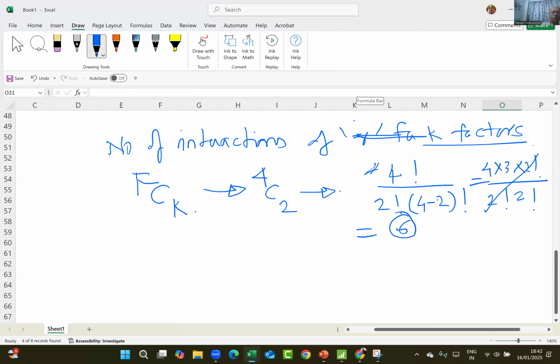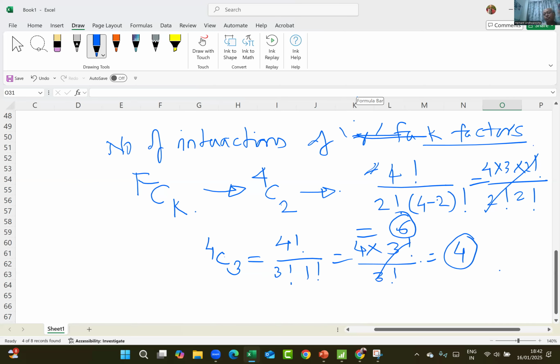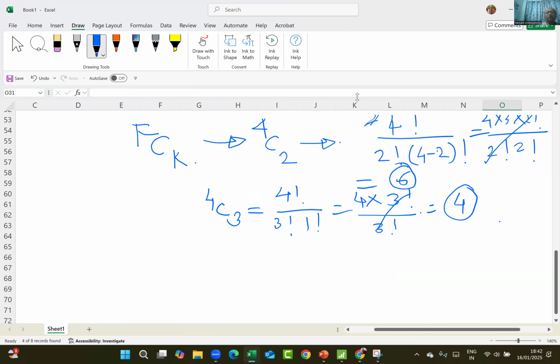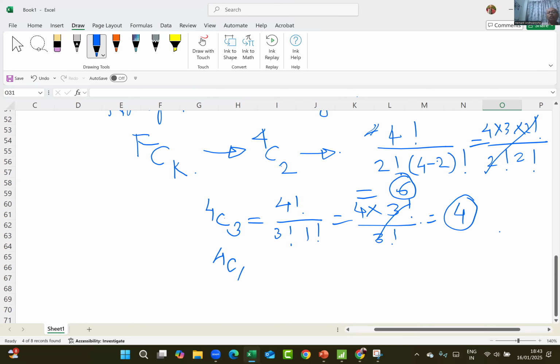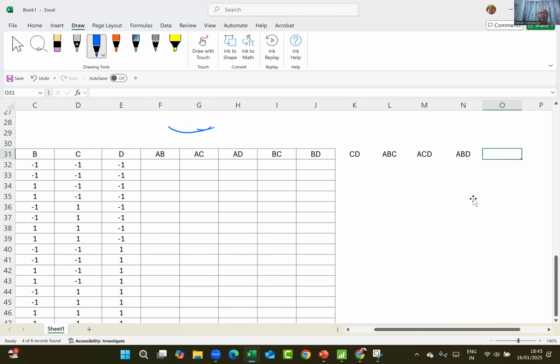You could also see how many 3-factor interactions will be there, 4C3, and that is equal to factorial 4 upon factorial 3 into factorial 1. So this is 4 into factorial 3 divided by factorial 3. So I think that will be 4 interactions. And obviously, if you take all 4 at a time, it will be 4C4, and that will be 1, because this is factorial 4 upon factorial 4 into factorial 0. Factorial 0 is 1, so this is 1. So this is the way you can calculate the number of interactions that can be present.